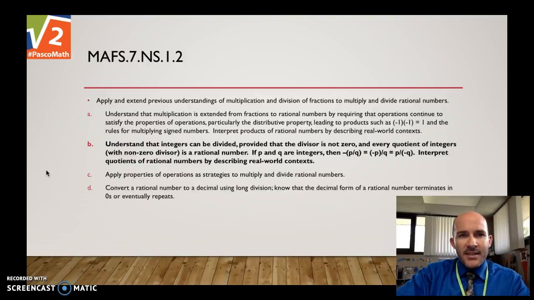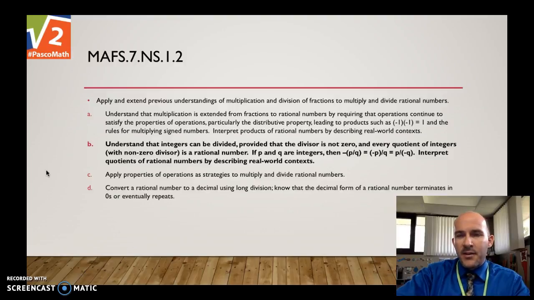7.NS.1.2: apply and extend previous understandings of multiplication and division of fractions to multiply and divide rational numbers. Part B states, understand that integers can be divided, provided that the divisor is not 0, and every quotient of integers with non-zero divisor is a rational number.